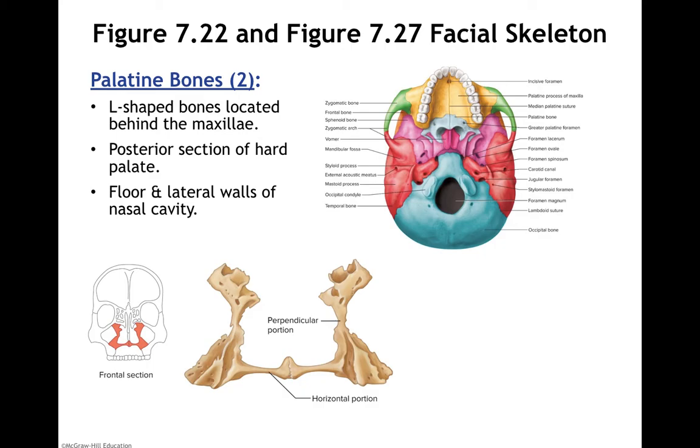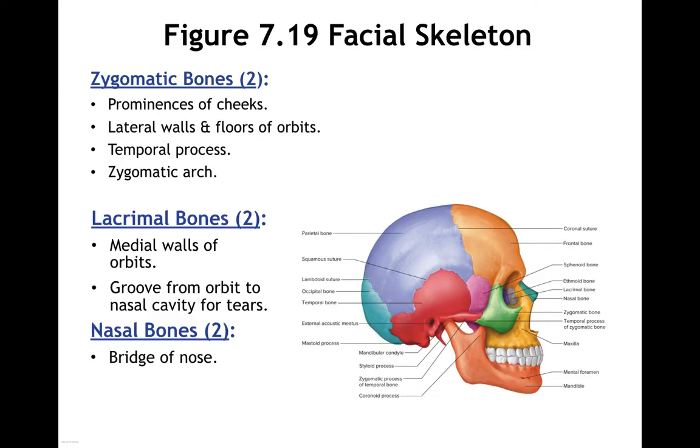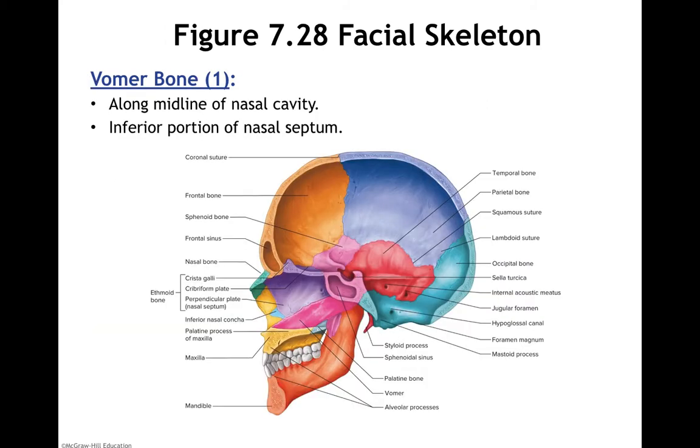The palatine bones, of which there are 2, are L-shaped bones located behind the maxillae, the posterior section of the hard palate, and the floor and lateral walls of the nasal cavity. The zygomatic bones, of which there are 2, are the prominences of the cheek, the lateral walls and floors of the orbits, the temporal process in the zygomatic arch. We also have 2 lacrimal bones, which make up the medial walls of the orbit and have a groove from the orbit to the nasal cavity, which will be the canal that's used for tears. And the nasal bones will make up the bridge of the nose, and there are also 2 of those.